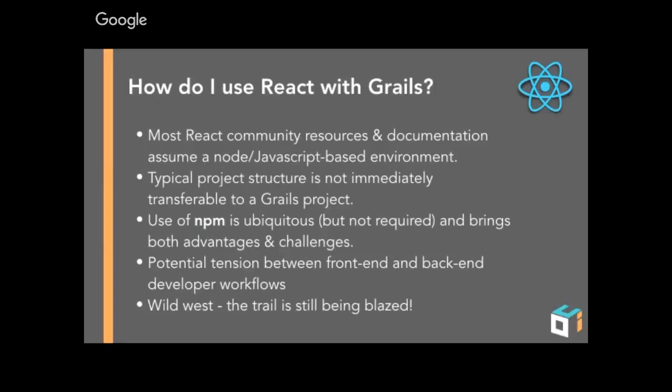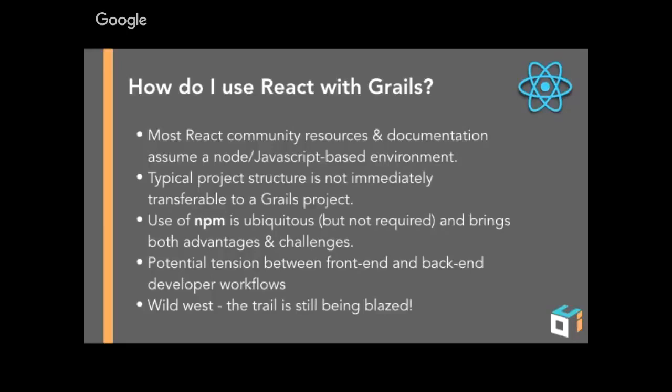But if we want to use it together with a Grails application, it's not as apparent how you would go about that. Most documentation and tutorials tend to assume a Node or NPM based development environment. The project structure, if you're a Grails developer, it's not obvious where a package.json file goes. Where do these things belong in a Grails application?